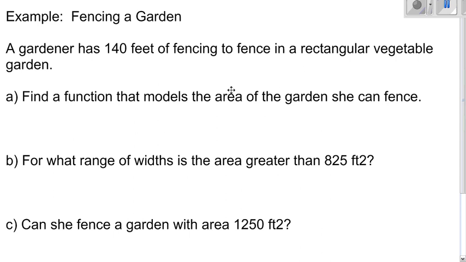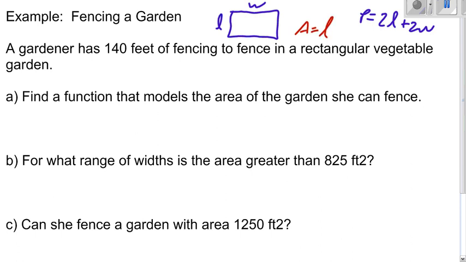So first, to fence a garden, a gardener has 140 feet of fencing to fence a rectangular vegetable garden. Find the function that models the area of the garden she can fence. So we have two things that we're talking about. We're talking about perimeter and area. Since it's a rectangular garden, we have a length and a width. Our perimeter would be 2L plus 2W. And our area is length times width.